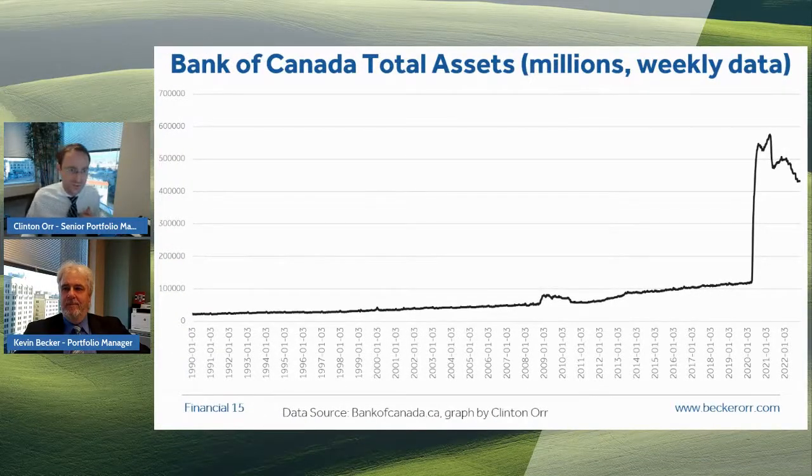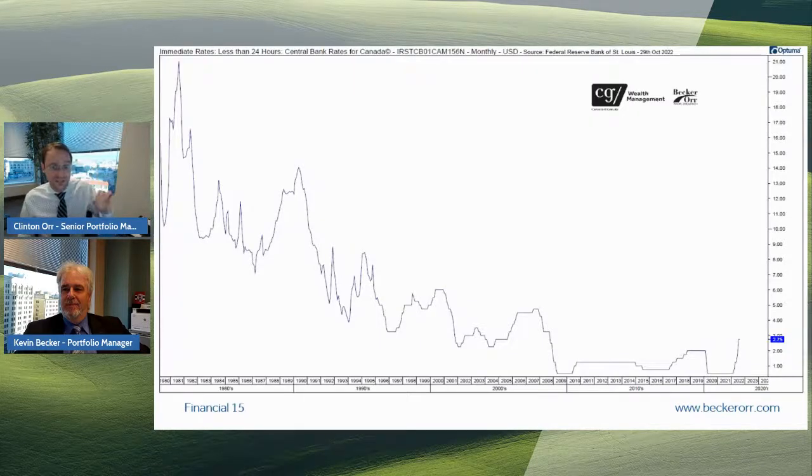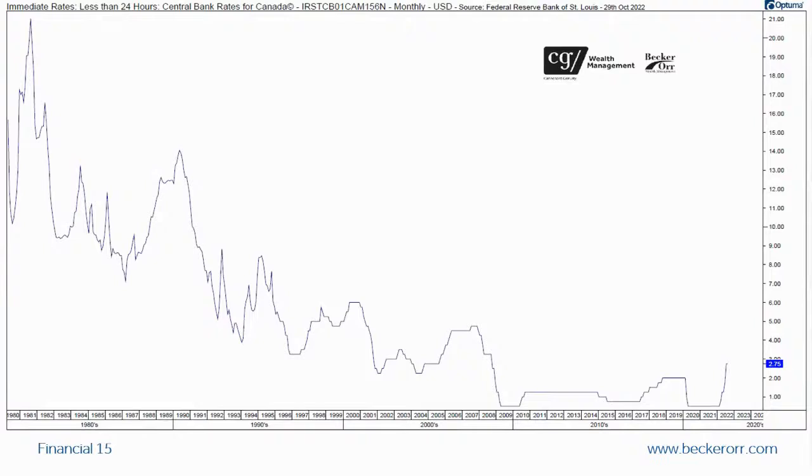And then let's talk about this one. That's really how they do the QE. This would be a good example of the overnight rate. Now, this goes back to the 80s. So you see quite the spectrum here, Kevin, but what's going on?